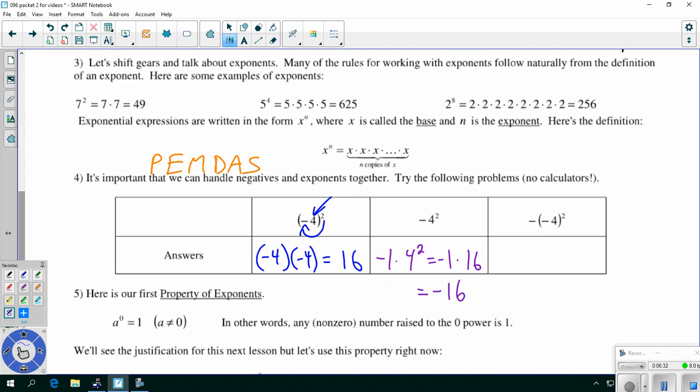Okay, last one, -(-4) squared. The first negative sign is sitting on the outside. It does not multiply by the negative sign sitting on the inside. You can't use our 2 negatives make a positive rule because the negative on the inside is in disguise. It's got an exponent attached to it. So I don't really know what that (-4) squared really is until I do that calculation.